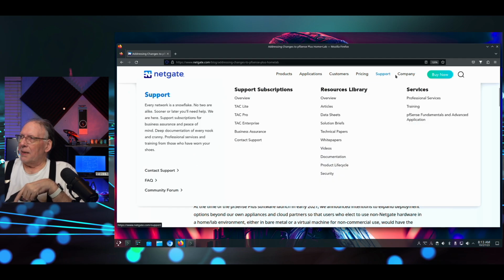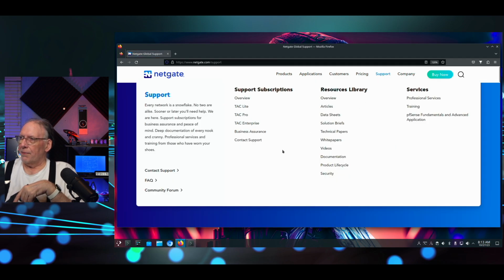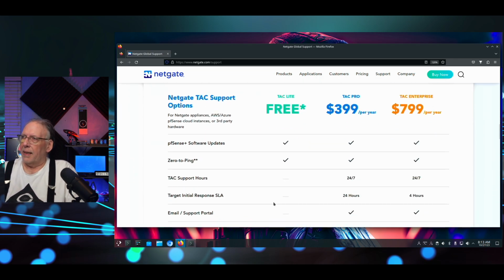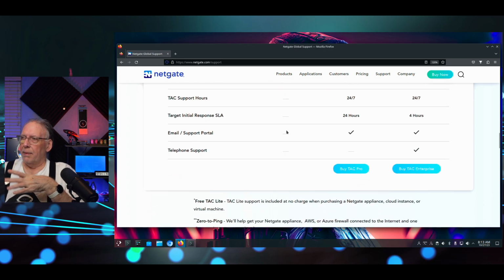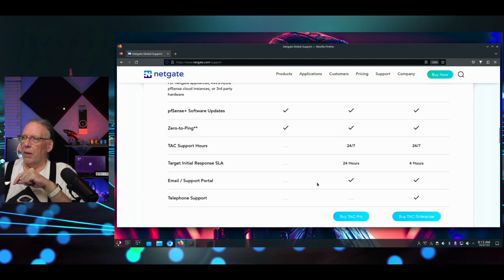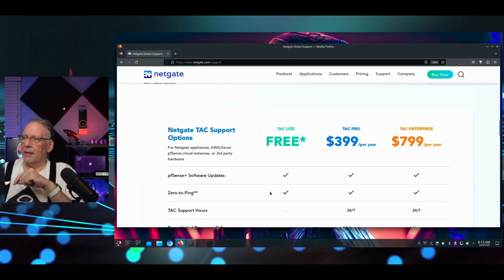So let me just go over here to the support for a moment. And let's take a look at the licensing that they had. So these were the three tiers for pfSense Plus. And TAC Lite was what I had. They said that this would eventually, I think there might be a caveat down here. So it was included at no charge when purchasing a Netgate appliance. The zero to ping is for people that are using a Netgate appliance or AWS or Azure versions of their firewalls. So basically, this is as-is support.